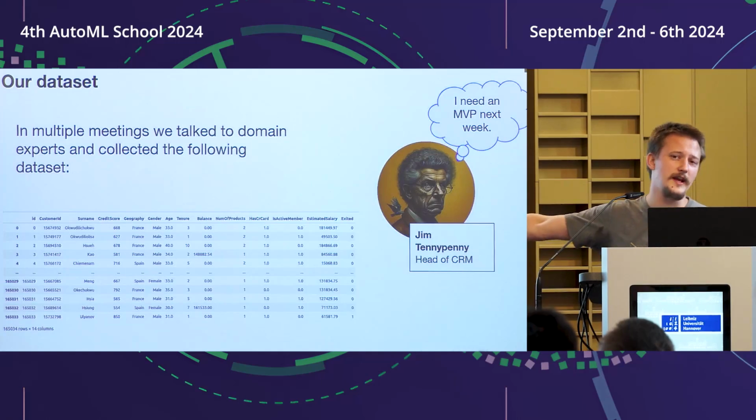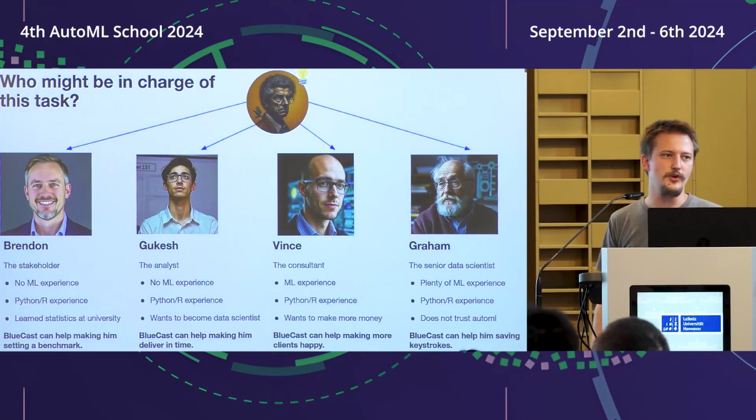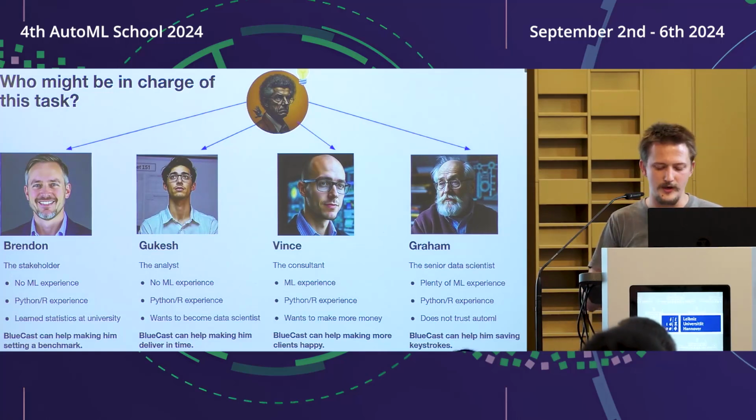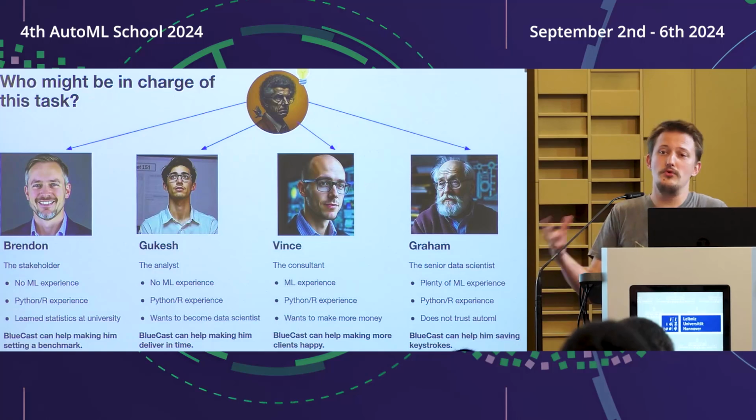In reality, this is a Kaggle dataset, by the way. So if I share the materials, there will also be a link so you can actually download the data yourself or do it on Kaggle directly, however you want. And now the question is, okay, we have this data, but who will actually work with the data?